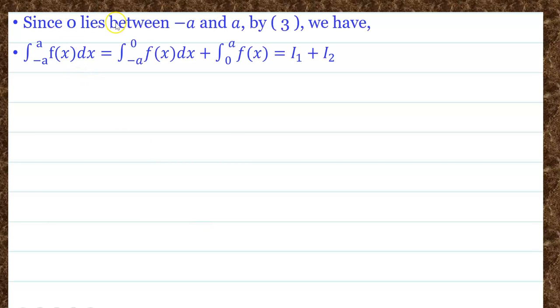Since 0 lies between minus a to plus a, therefore by the third property, integral minus a to plus a f of x dx is equals to integral minus a to 0 f of x dx plus integral 0 to a f of x dx, and this is the first I1 and I2. आता आपल्याला सॉल्व काय करायचं, तर हेच इंटिग्रल सॉल्व करायचं, याची आवश्यकता आपल्याला नाहीये.